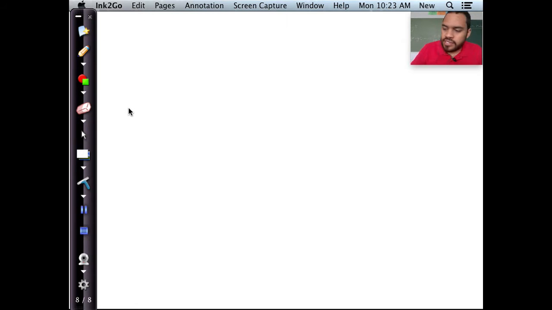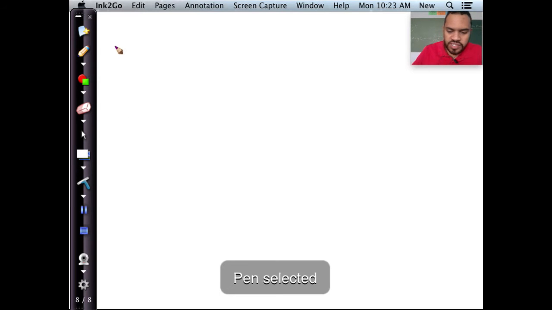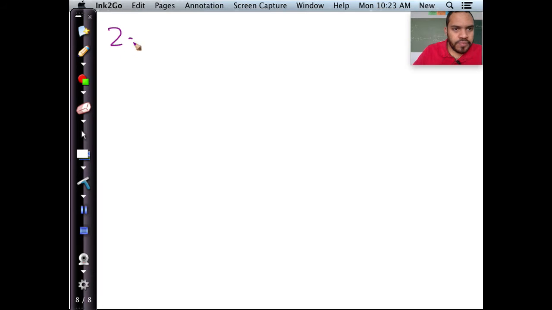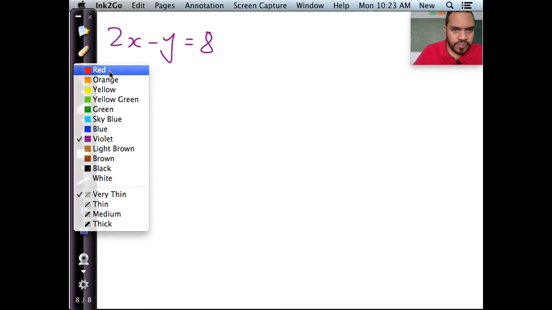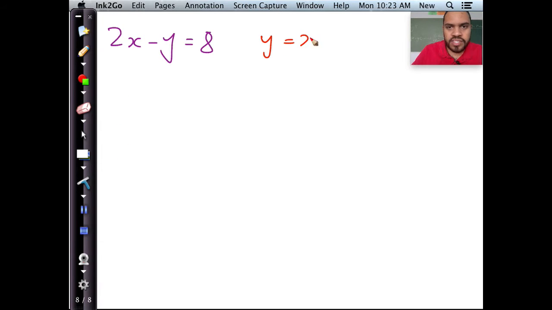Let's look at simultaneous equations, example number 3. I'll give you two equations to look at. The first one is 2x minus y is equal to 8. And the second equation is y equals x squared plus 4x minus 23. Okay, so what do we do here?